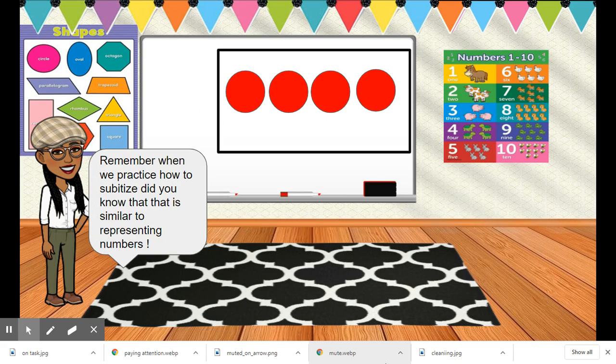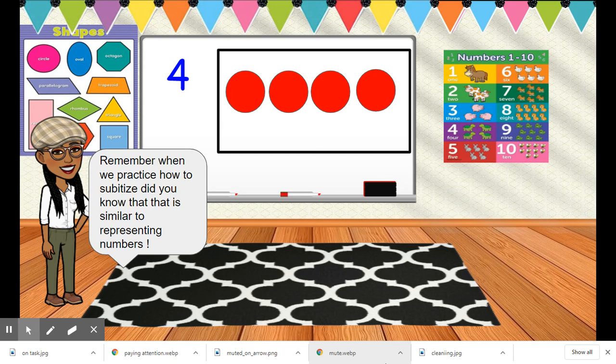Good job. All right, so remember when we practiced how to supersize? Okay, and remember I told you supersize means that you're thinking really fast. You're just looking at the objects that are on the screen and you're thinking really fast about how many without counting. Okay, so let's try to do that. How many counters do we see on the board? Four. Supersize said four. Let's see if I was correct. Yes, this is four.